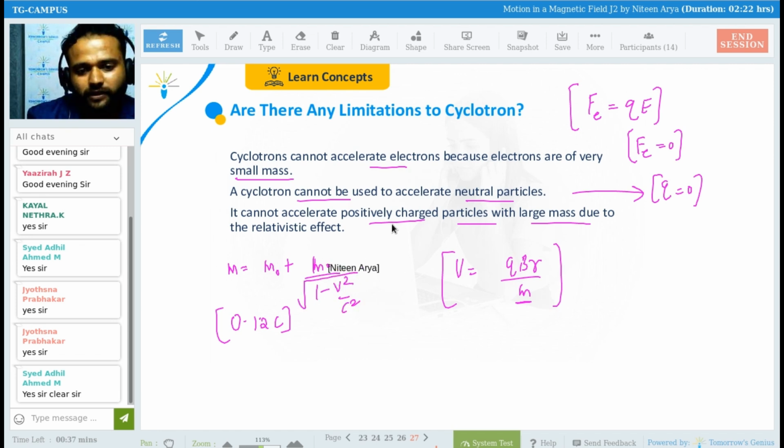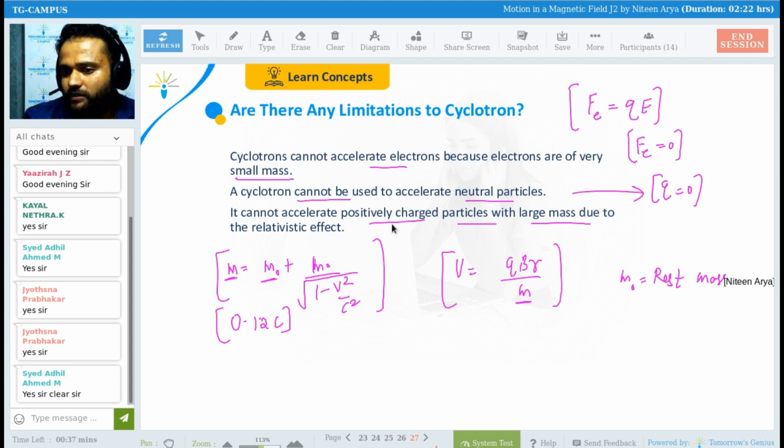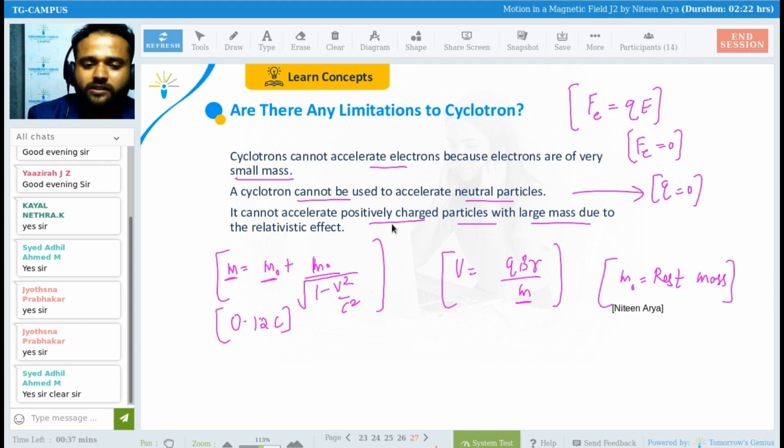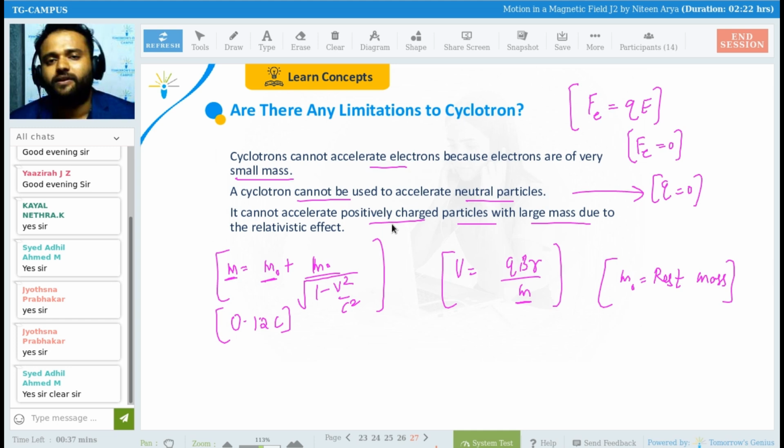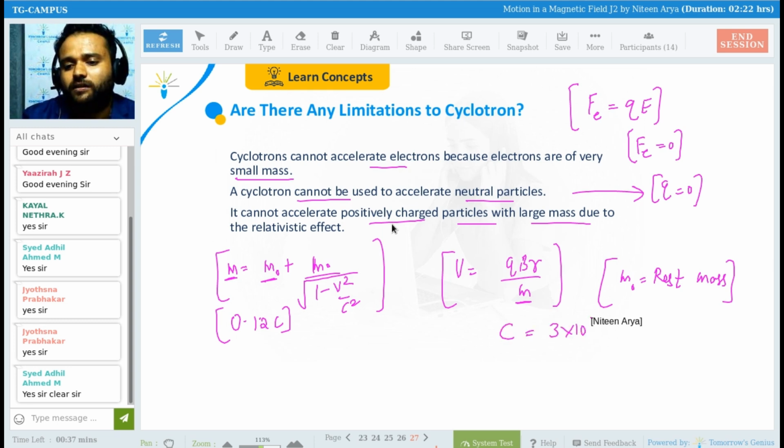Here m naught is the rest mass, and this is your mass. So that's what is written down here. But in general we just talk about this, because in day-to-day, practical life, we cannot move with the speed of light. Why so? Because everyone knows the speed of light is this much. Clear? So that is the whole scenario.